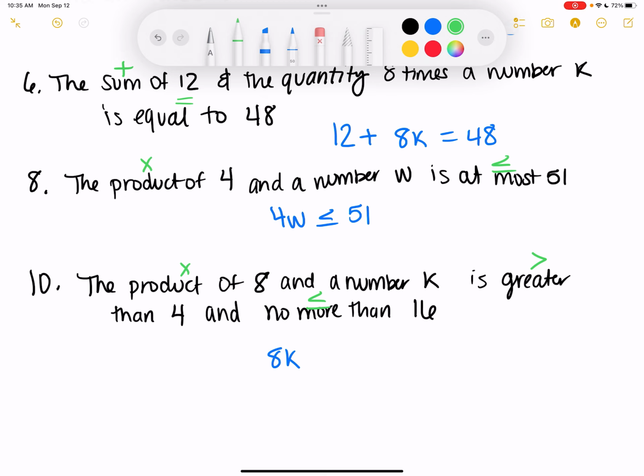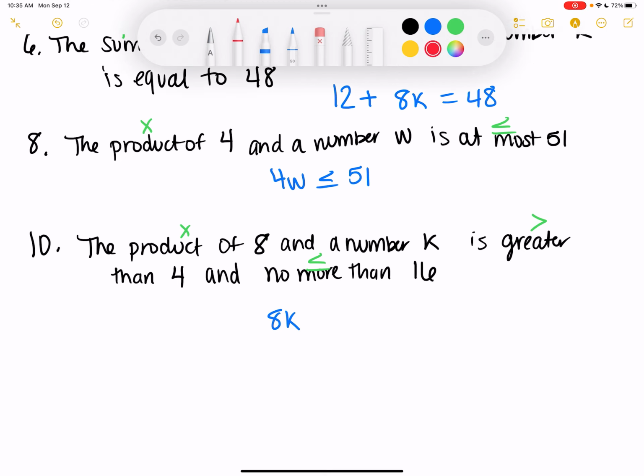So the way we write this one is we write 4 and then we actually write the symbol backwards, okay? Brief pause. Back up. Let me rewrite it this way, and then I'll show you how the book would write it. So 8k is greater than 4.